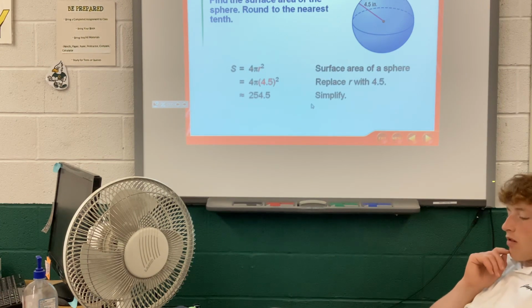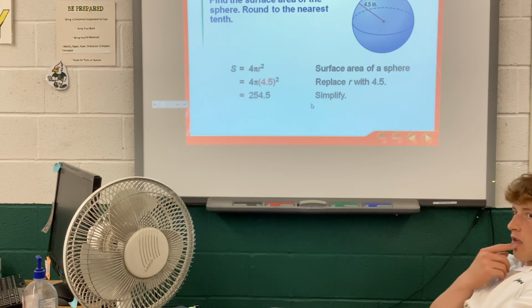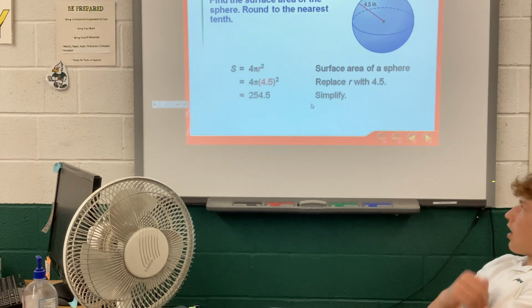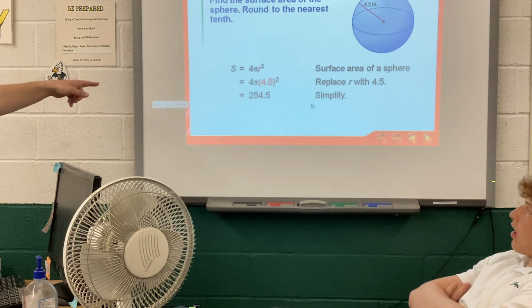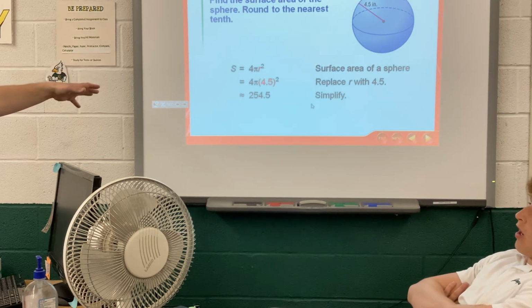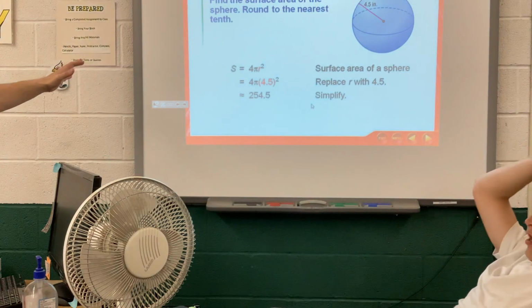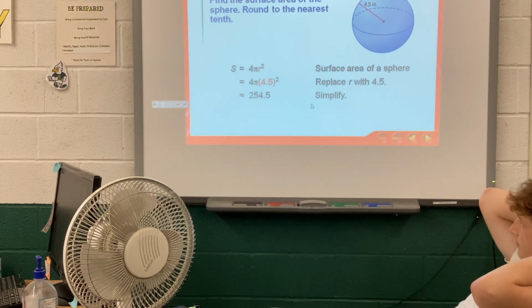254.5. Now, remember, we're still talking about surface area, so my label has to be squared. Inches squared in this case. And again, if you used 3.14, your answer is probably a little different. It's definitely not wrong. Everybody okay with that?